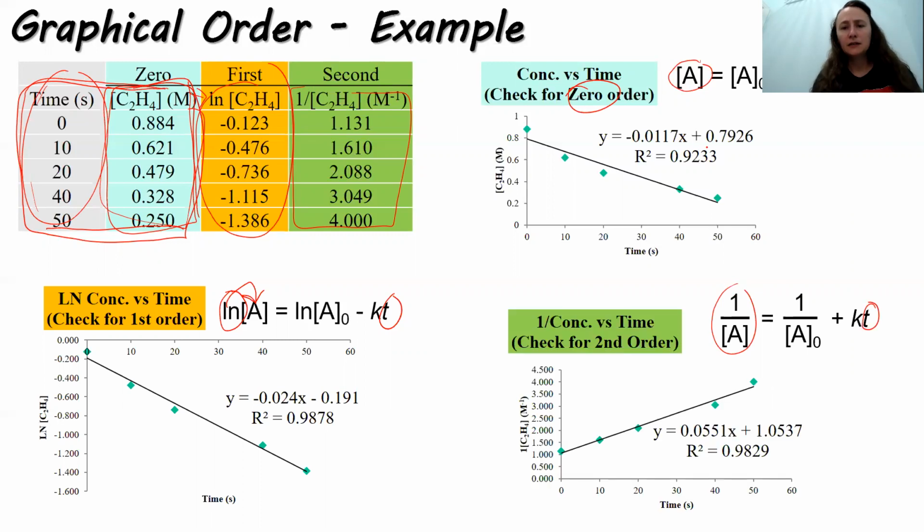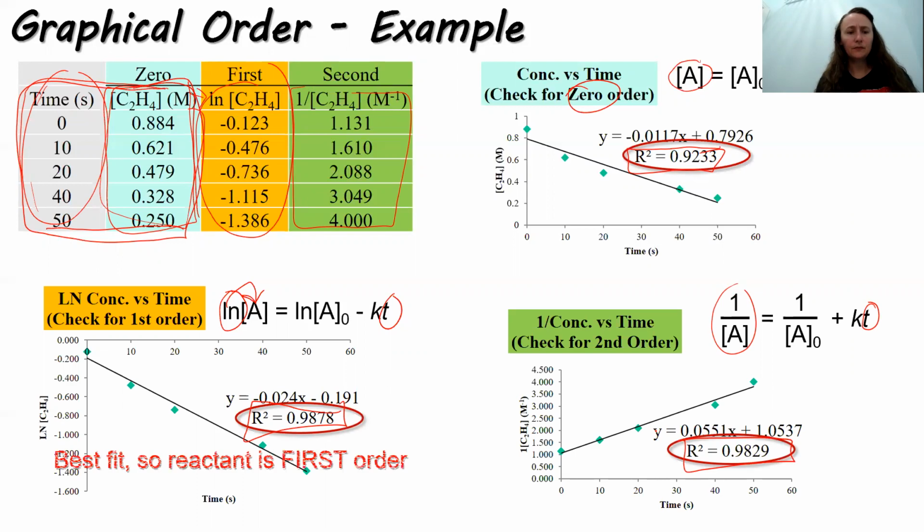So the best linear fit comes from looking at R squared. The highest R squared is the best linear fit. So in this case, we find that the best fit is first order. So this reaction is first order in terms of this reactant.